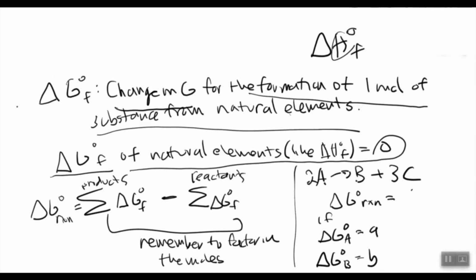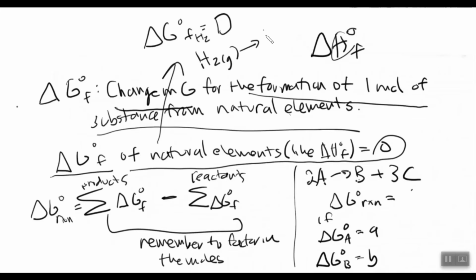And this is because, if you think about it, let's just find the delta Gf of H2. This is going to be equal to 0, because if you write the formation reaction, it's H2 gas becomes H2 gas. How do we form H2 gas? Well, we use 1 mole of H2 gas, and nothing happens. So therefore, the delta G is 0, because nothing happens. Both of the Gibbs free energy for these two are equal, because they're the same thing.